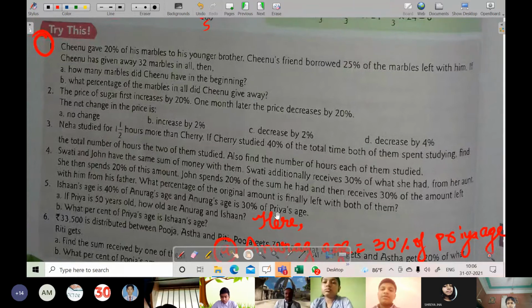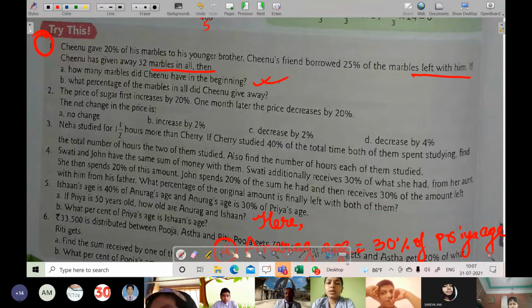So let's see. Chinu gave 20% of marbles to his younger brother, and Chinu's friend borrowed 25% of the marbles left with him. If Chinu has given away 32 marbles in all, then how many marbles did Chinu have in the beginning? So at first you will write, let Chinu have x marbles at first. So given to brother 20% of x. So left marbles 5, then you will be finding.